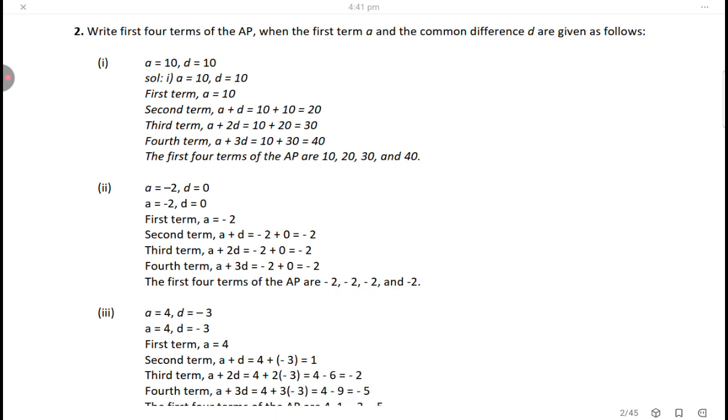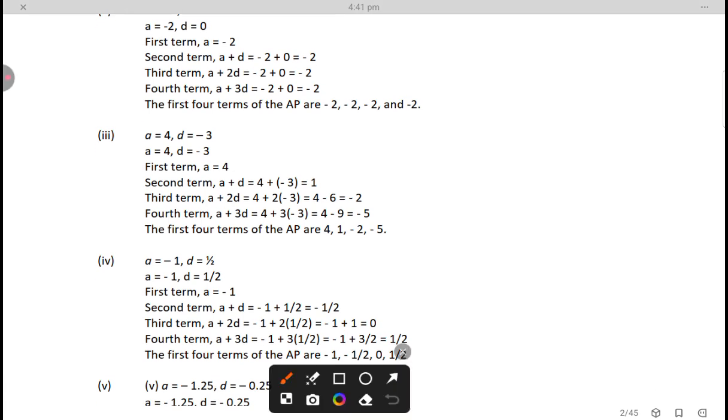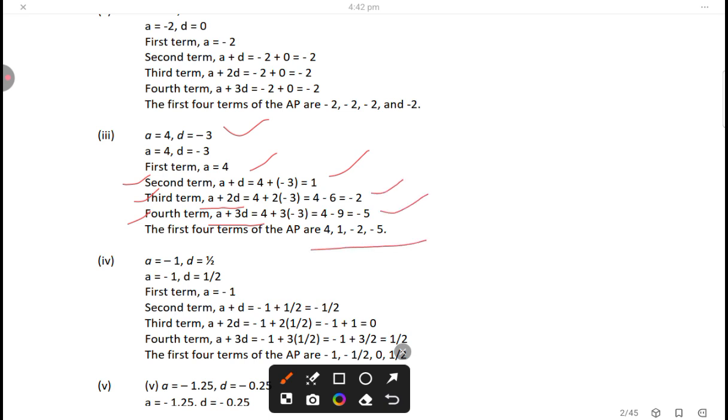Another question. If A is given 4, D is minus 3. You can find the second term, third term, fourth term with this formula: A plus D, A plus 2D, A plus 3D. You substitute the A value and D value in each case. You will get first term 4, second term 1, third term minus 2, fourth term minus 5. So these are the series.